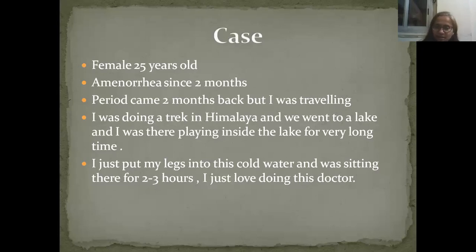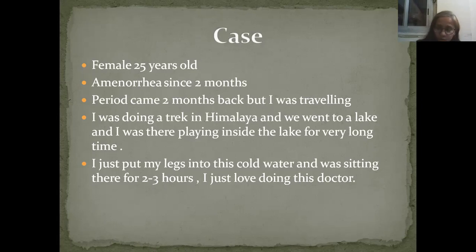She said my period came exactly 2 months back. At that time I was traveling, and she is a sports person, so she keeps going on treks. She said I was trekking in the Himalayas, and we went to a lake, and I was inside the lake because I love playing with water. I love being in the water. She was in the lake for a very long time, and she said, I just put my legs into this cold water, and I was sitting there for 2-3 hours. And doctor, I cannot tell you how much I love doing this.